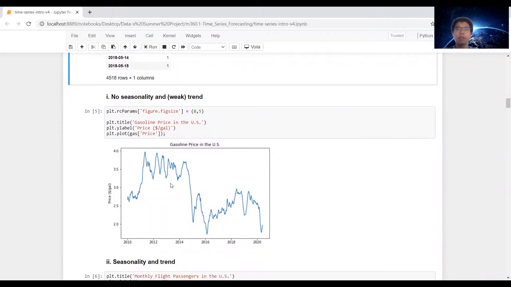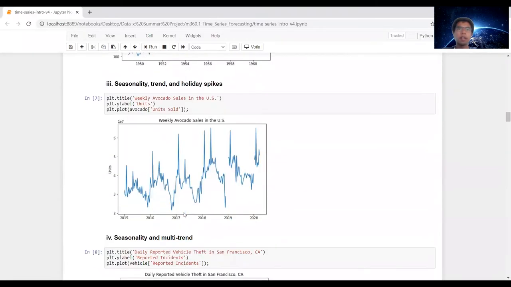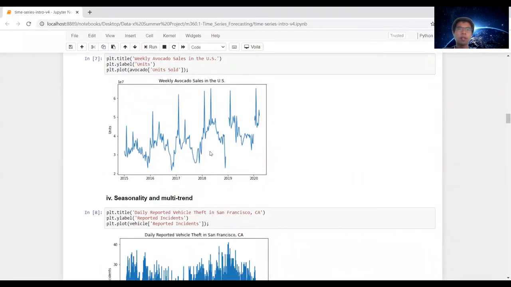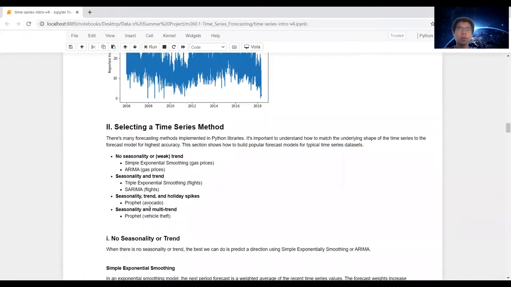So these are graphs that I showed in the previous video, but you can take a look at them again, and how I generated them. So this is our no seasonality and weak trend. We have seasonality and trend here. This is seasonality and trend, and we have the holiday spikes in the avocado sales. And here we have the changing trend over time. So this is when I'll begin to talk about the various models and how to run them.